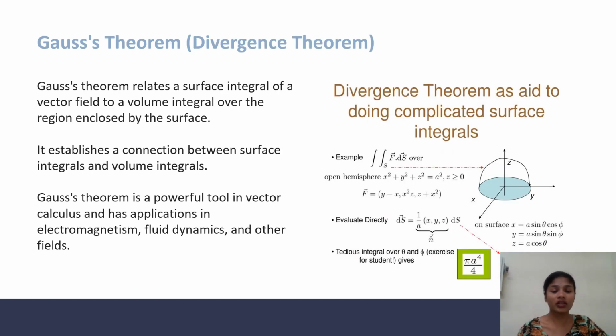Gauss theorem, also called the divergence theorem. Gauss theorem relates a surface integral of a vector field to the volume integral over the region enclosed by the surface. It establishes a connection between surface integrals and volume integrals. Gauss theorem is a powerful tool in vector calculus and has applications in electromagnetism, fluid dynamics and other fields.